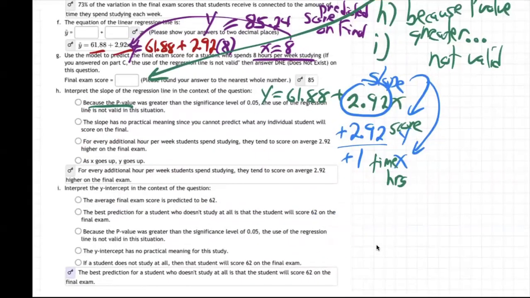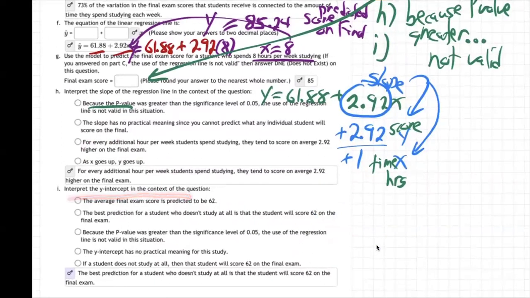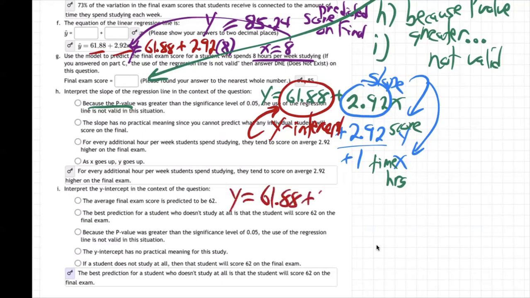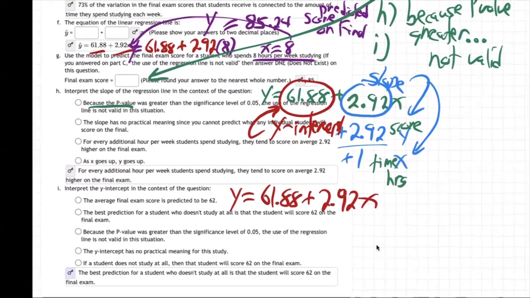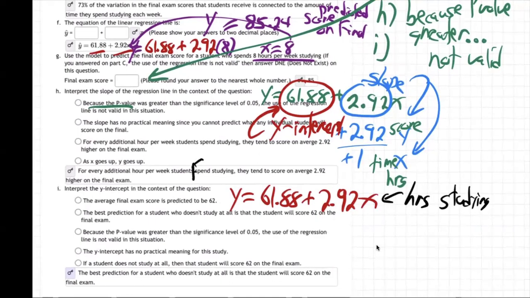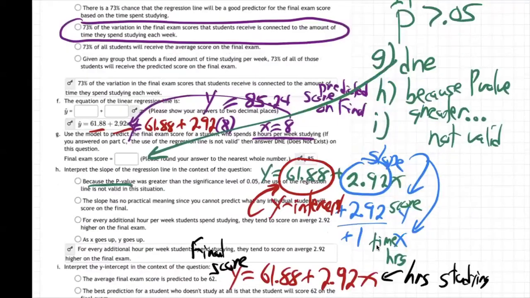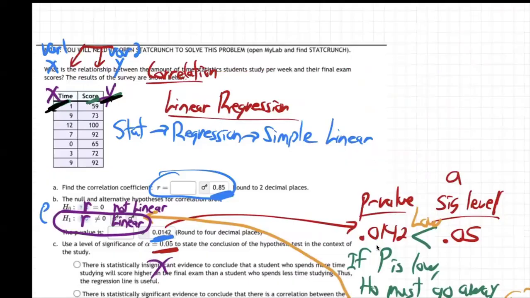So finally, part I. Interpret the y-intercept. So what's the y-intercept? Well, that's the other part. That's this right here. Is that 61.88? What does that mean? Well, if you have the equation, let me write it right here. Y equals 61.88 plus 2.92x. If you remember what x is, it's hours of studying per week on average. Y is final score, right? From the beginning, y has been final score, x is time studying.